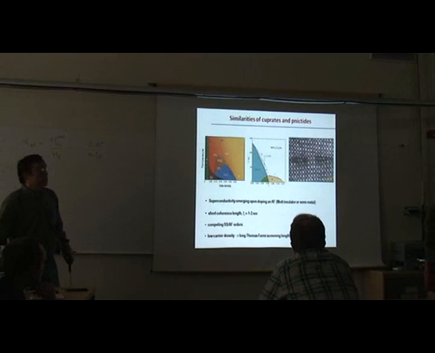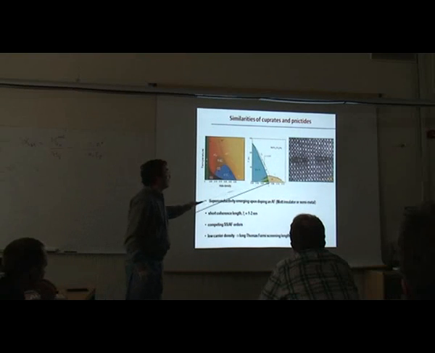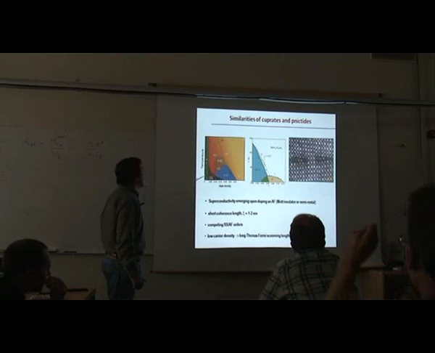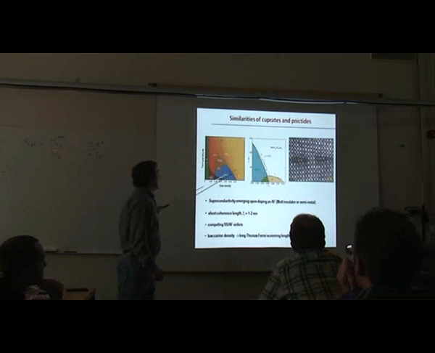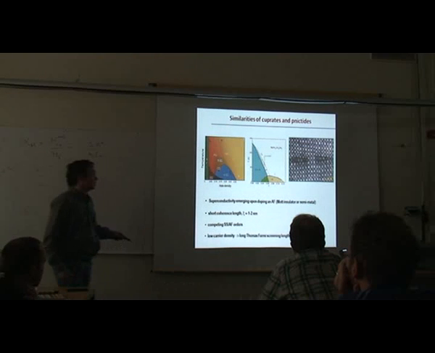Okay, this slide shows the similarity between cuprates and pnictides. They have a very similar phase diagram: a superconducting dome close to the antiferromagnetic state, except that this one is insulating, this one is semi-metallic. Other properties are very similar.